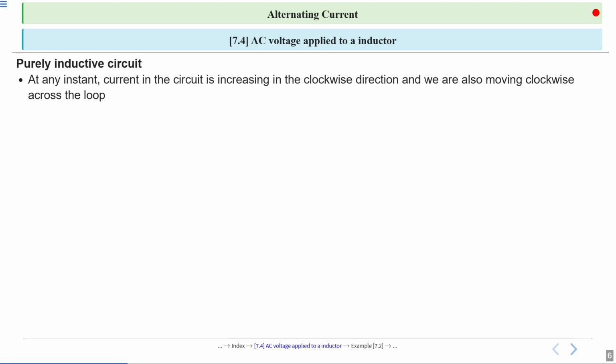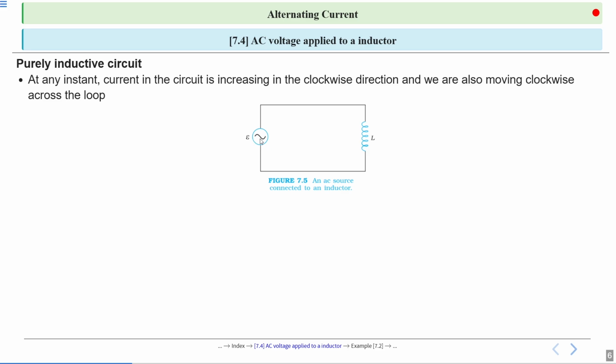At any instant, let's suppose the current in the circuit is increasing in the clockwise direction, and we are also moving in the clockwise direction. So this is the diagram. Current is increasing in the clockwise direction, meaning it is flowing clockwise, so at some instant there is a positive terminal on the upper part of this AC source and a negative terminal on the lower part.